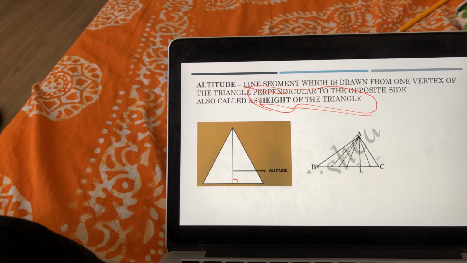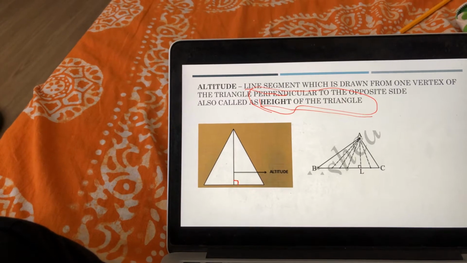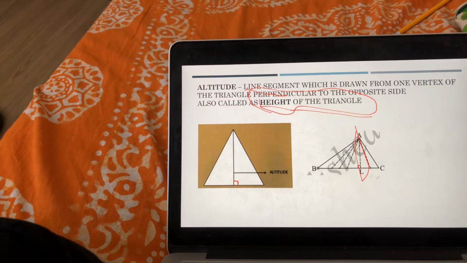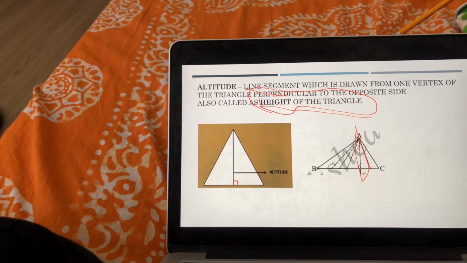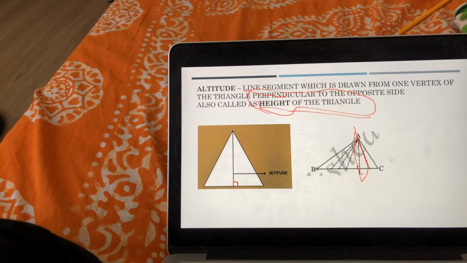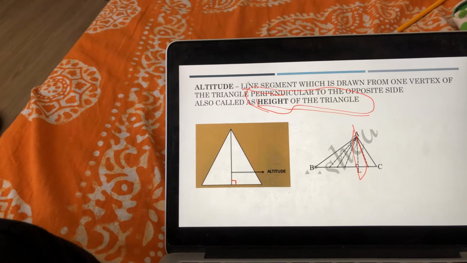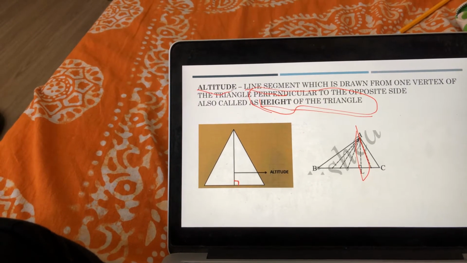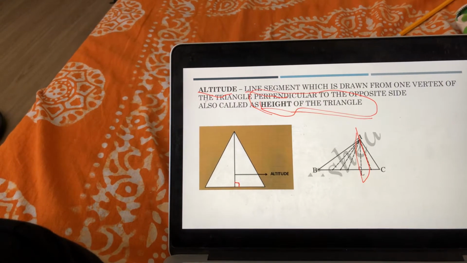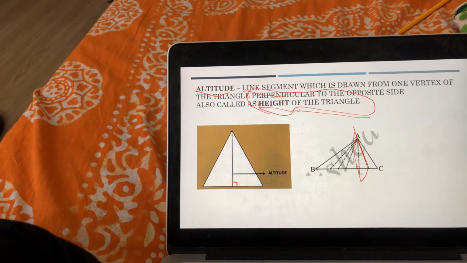Okay, so in this example there can be many lines that can be drawn from the triangle, but there will be only one line that will be perpendicular to the base or the side of the triangle. So AL is perpendicular to BC, and AL is called the height or the altitude of this triangle. So there can be only one altitude for a triangle. So let's look into the definition. Altitude is the line segment which is drawn from one vertex of the triangle perpendicular to the opposite side, also called the height of the triangle.